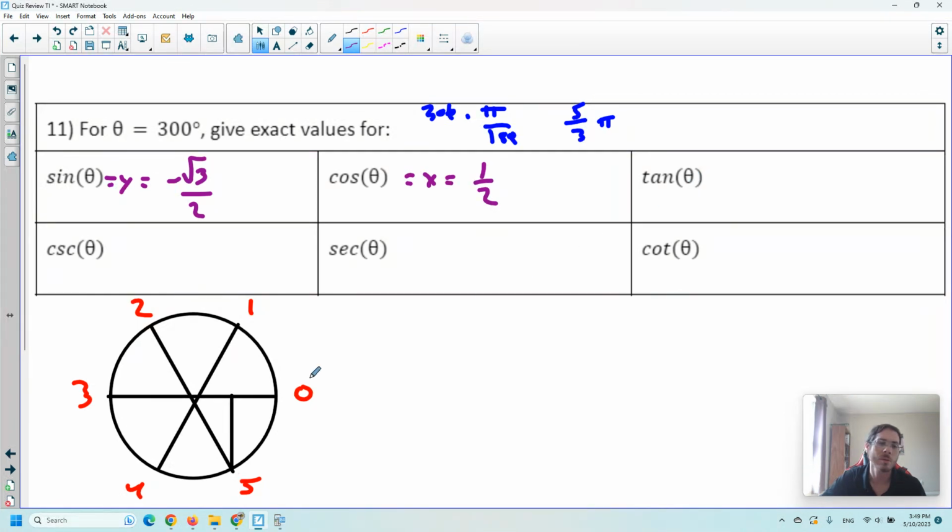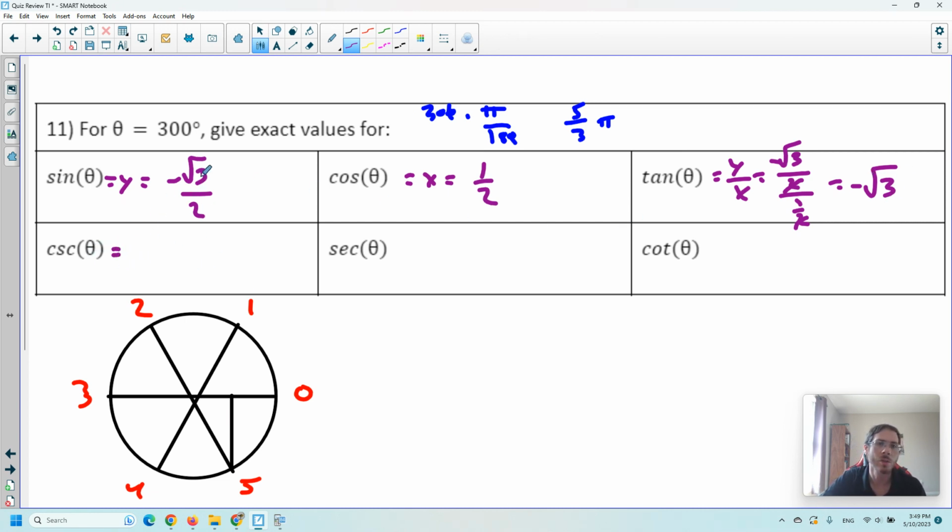For tangent, tangent is the slope. So tangent is y over x. So that's negative radical 3 over 2 over 1 over 2. Here the 2's cancel, so we get negative square root 3. That makes sense. That looks steeper than 1. Square root 3 is bigger than 1.